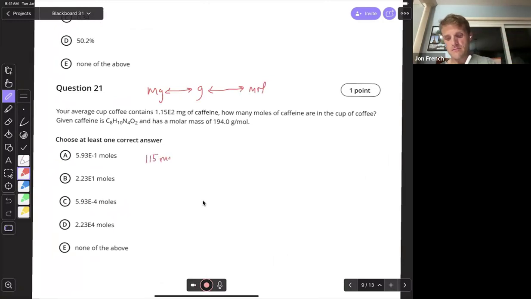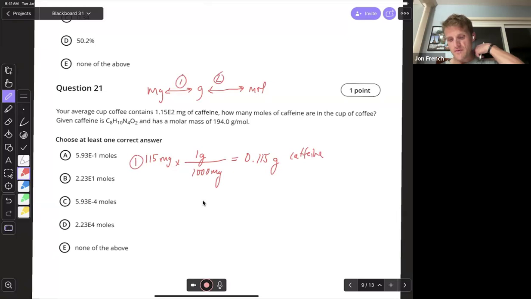So I've got 115 milligrams. I know in 1 gram, there's 1,000 milligrams. So we've got 0.115 grams caffeine. That's step 1. Step 2, we can find moles because I gave you the molar mass, 194 grams per mole. So I've got 0.115 grams. I know 1 mole of this, I would need to have 194 grams.